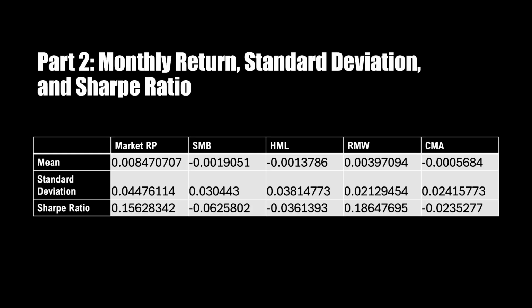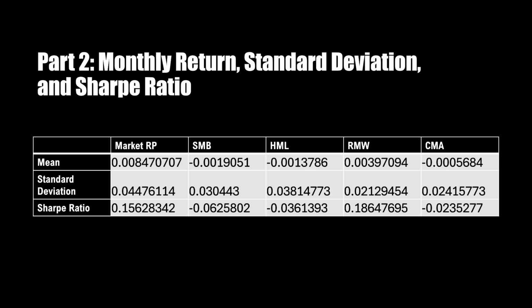For part two, the first part, we were assigned to find the average monthly return, the standard deviation, and the Sharpe ratio of these five investing factors, and we used the Fama French 5 factor model to do that. We found the mean, standard deviation, and Sharpe ratio. The mean is basically the average monthly return of the factors over the 10 years. Standard deviation represents the risk or the volatility that you are taking on. And the Sharpe ratio just measures how good the return is compared to the risk for the stock.